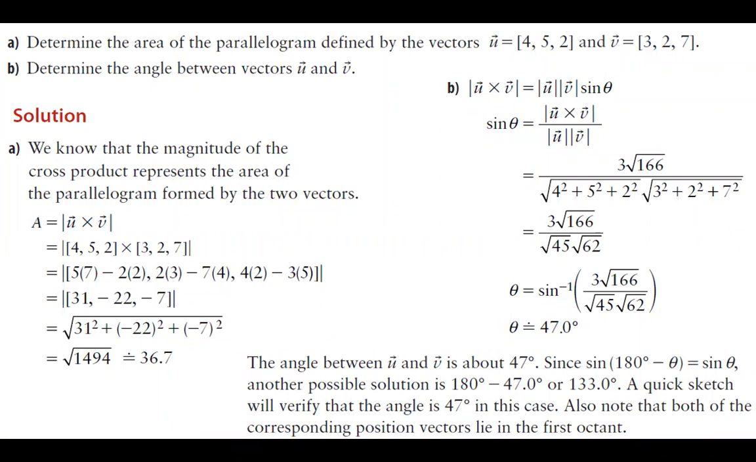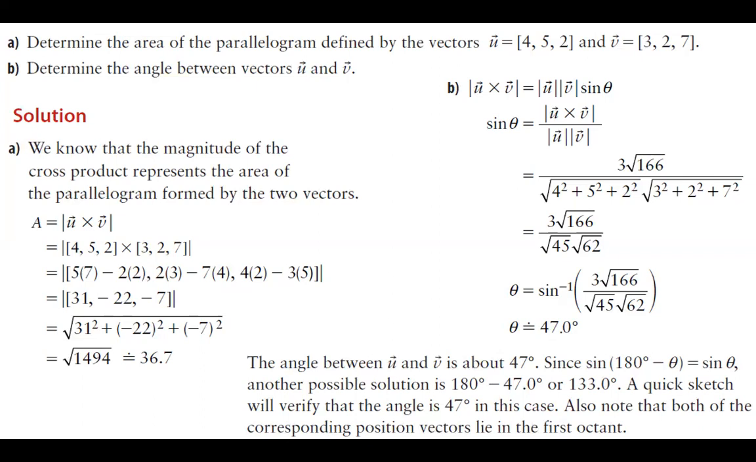Okay, in question B, there are two methods. First, you can use sine theta, which is obtained from the cross product. Also, you can use cosine theta, which is obtained from the dot product, right? So first of all, let's have a look at if we use the cross product.